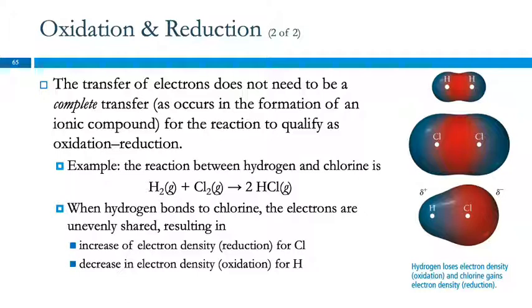But we can also get an incomplete transfer, just sort of a shifting of electrons. And that happens when we have two nonmetals reacting. So here we're going to look at the reaction between hydrogen gas and chlorine gas. So we could illustrate hydrogen like this. Here are the two hydrogen atoms, and this red area in the center is where the two shared electrons are that form the bond that holds those two together. Because these two atoms are identical, they're going to share the electrons evenly, fairly, equally.